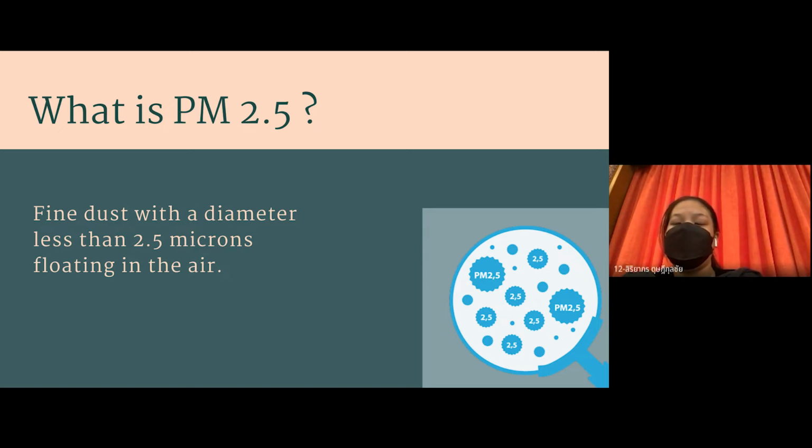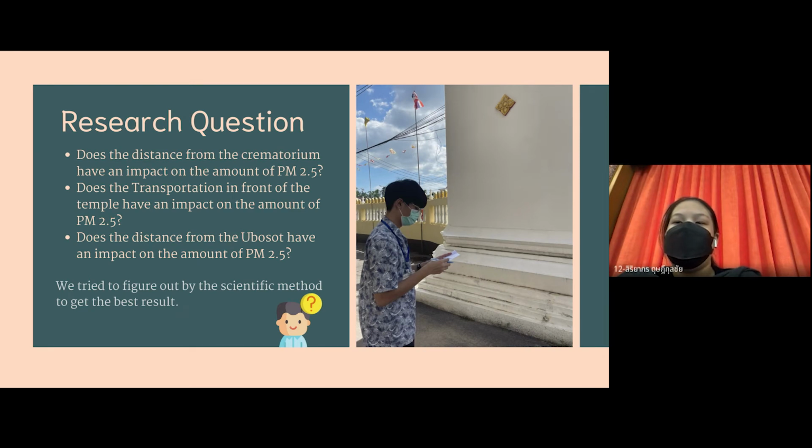The objective of the study is to show how traditions and cultures in Thailand that consist of incense, candles, and combustion affect the air pollution in the temple. Next is our research question. We have set up three questions for this research. The first one is, does the distance from the crematorium have an impact on the amount of PM? The second one is, does the transportation in front of the temple have an impact on the amount of PM? And lastly, does the distance from the ubosot have an impact on the amount of PM?